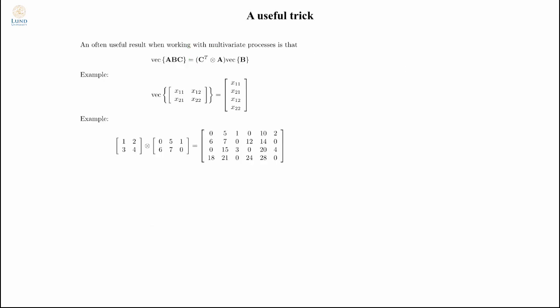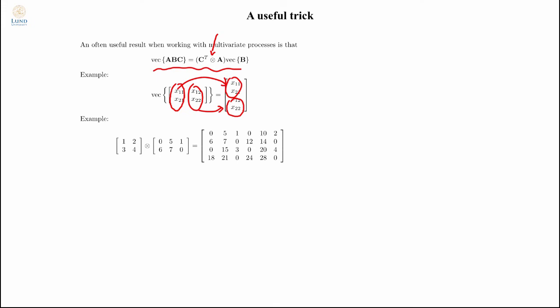Working with multivariate processes, you very often use the Kronecker product to simplify your equations. And the trick you then use is this one. Here I'll take the vec of the matrix A, B, and C, and I'll rewrite it as C Kronecker product A vec B. And of course, to be able to say what that means, we have to clarify what the vec operation is. Basically, the only thing the vec operation does is stack column vectors on top of each other, like this. So the vec operation just vectorizes a matrix by stacking the columns on top of each other.